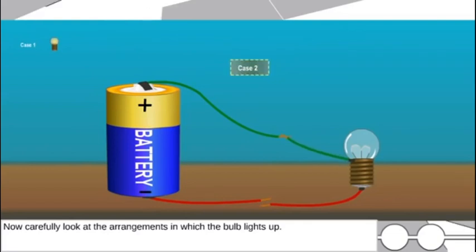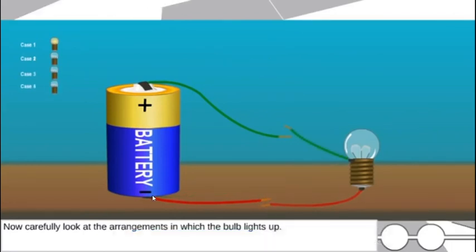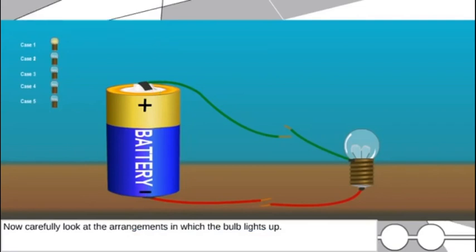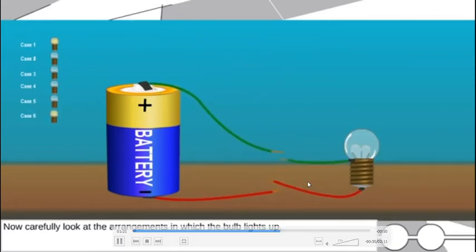See the next case, only one side is attached. See the third case, this red one is attached. See the fourth, this means both the wires of the bulb are attached to one terminal of the bulb. Here both wires are attached to the positive terminal of the bulb. And in 6, see, a connection like this.